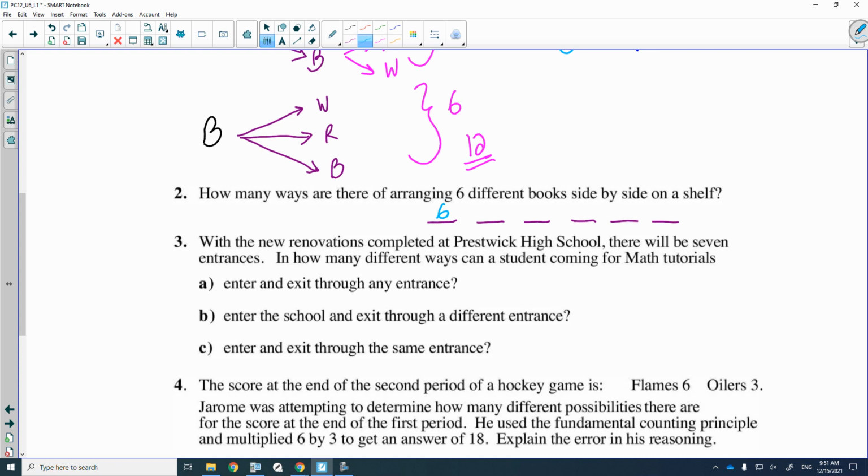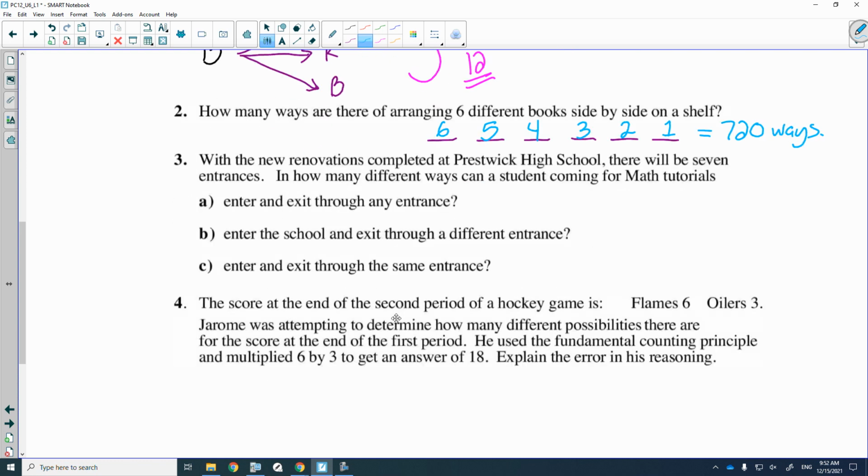You take one of the books and you put it in this spot. How many books are left to choose from to go here? There'd be five books left. Here there's four books to choose from, three books to choose from, two books to choose from. Once you've placed five of your books, you've got one book left, and that has to go there. You multiply those numbers together, and there are 720 different ways that if you have six different books, you could arrange them on a bookshelf.